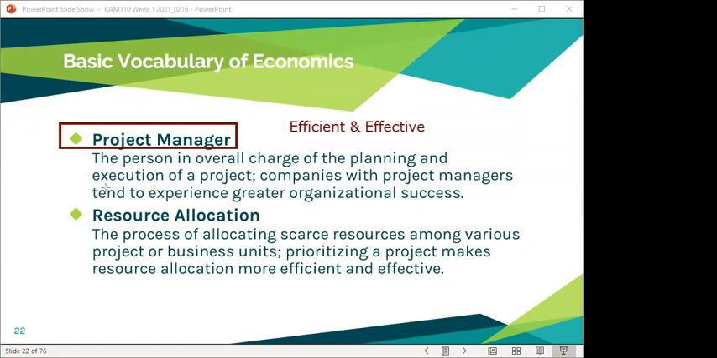And then secondly, resource allocation. Resource allocation is the process of allocating scarce resources, or at least resources in general, among various projects or business units. And of course, that involves this key word, and I'm going to highlight it: prioritization. If we're going to manage something, we must prioritize, just like your time. You must prioritize your time.